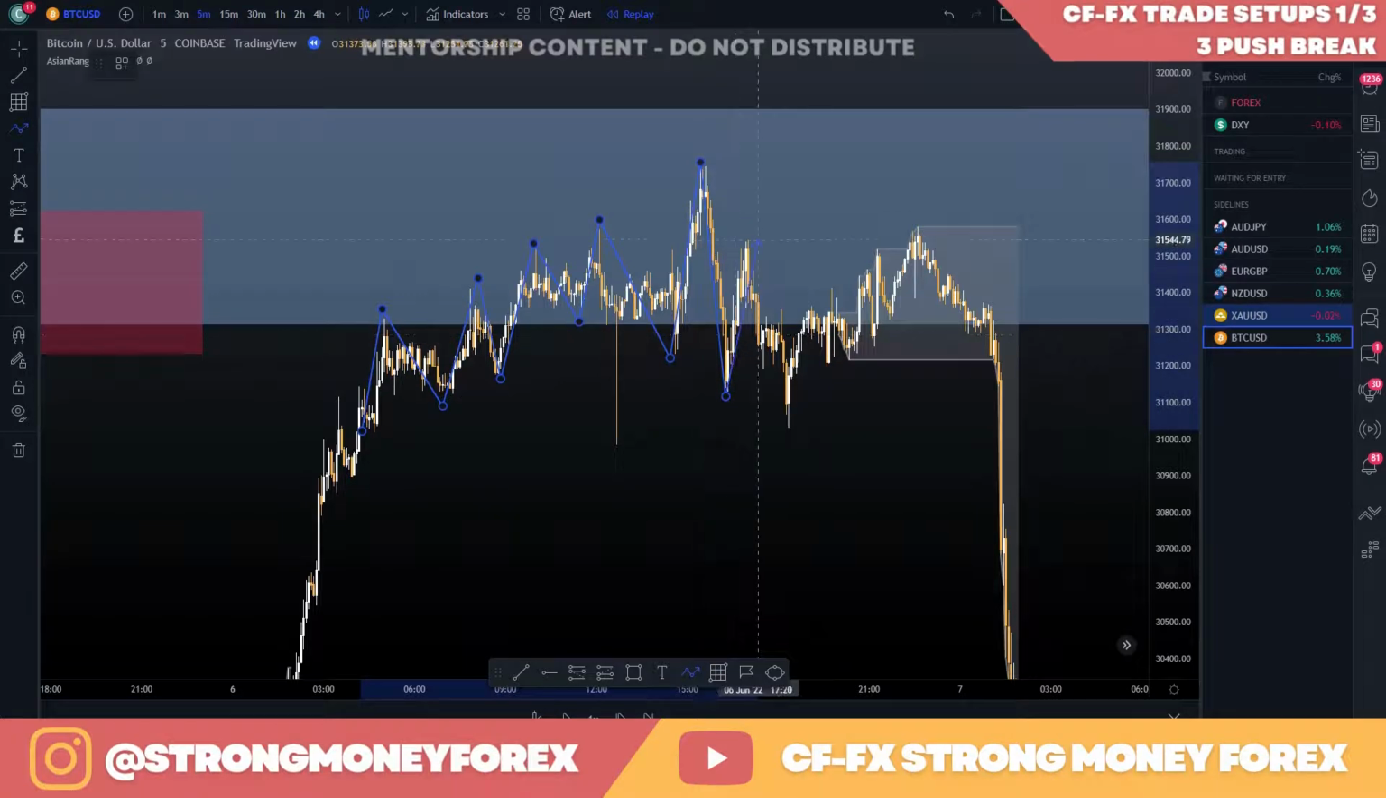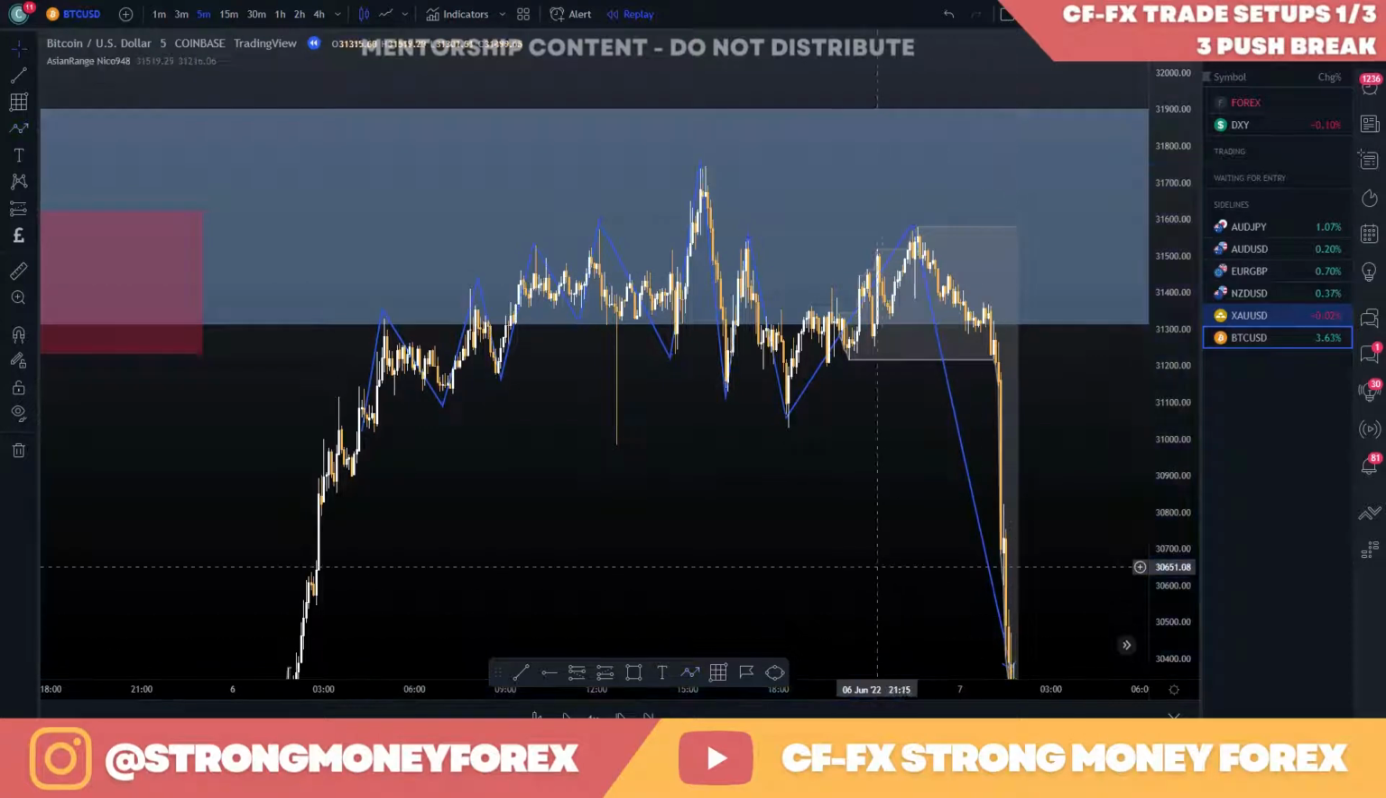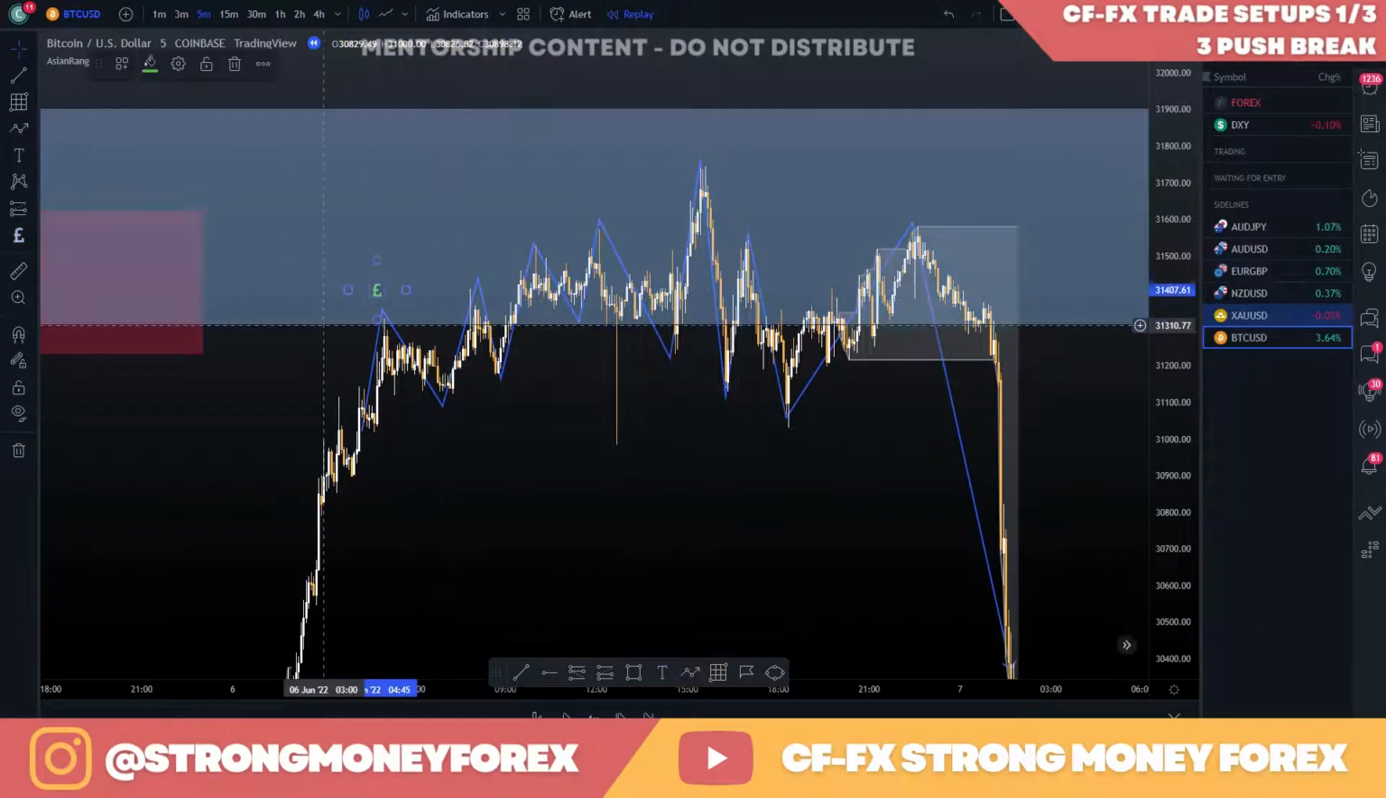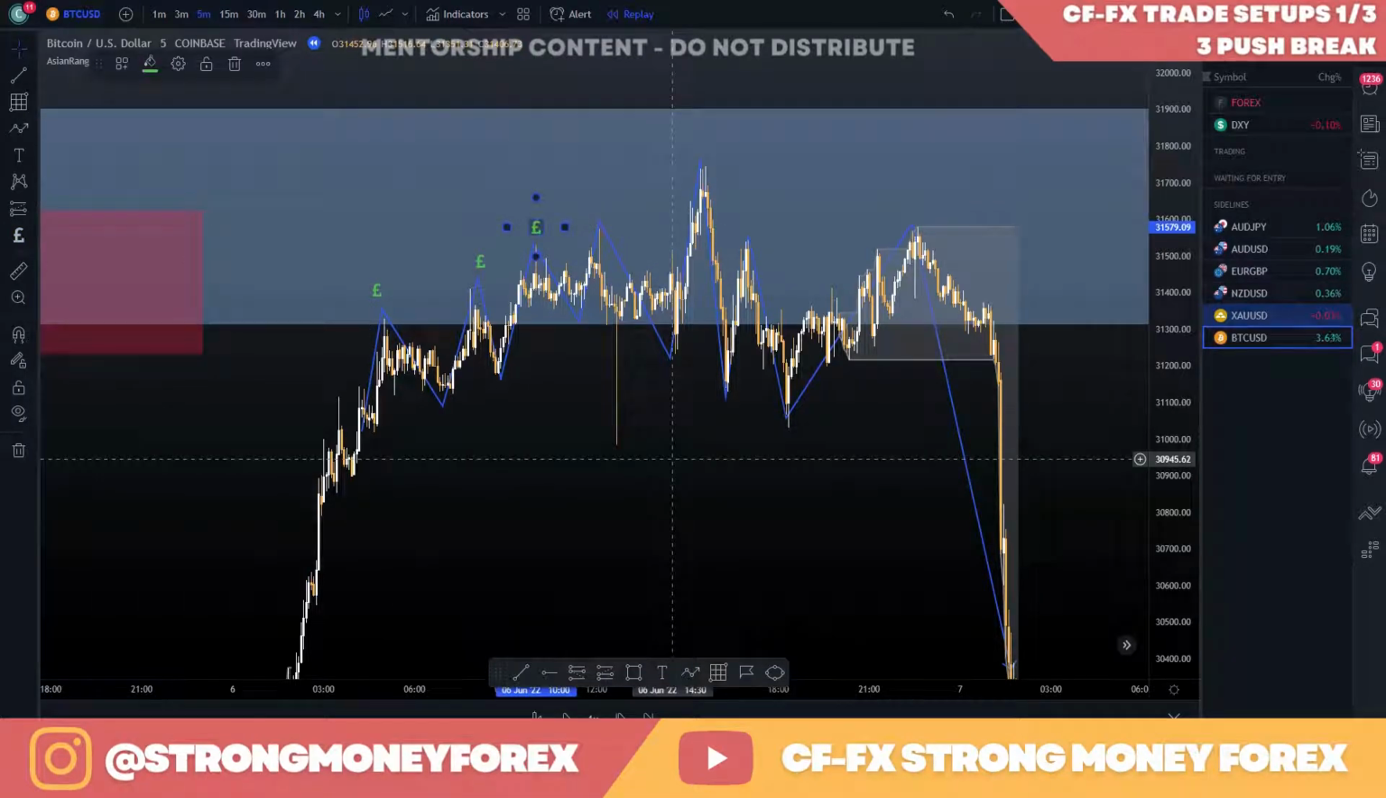And then we're waiting for a return. We had a bit of choppy price action here, but then ultimately the big sell-off. So what I need to see is this. I need to see 1, 2, 3 pushes. You can have 4 or 5 pushes. You probably wouldn't have more than 5 to be fair, but 4 or 5 pushes is fine, but 3 pushes is the minimum that we need to see.